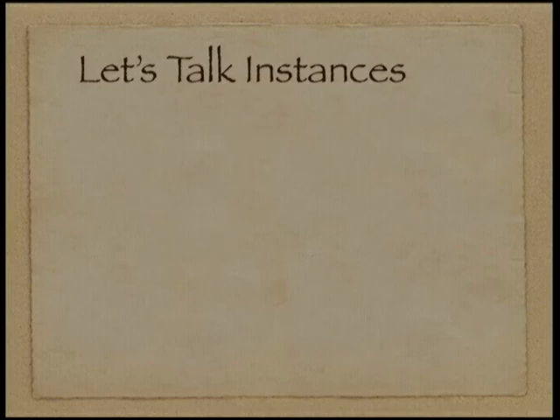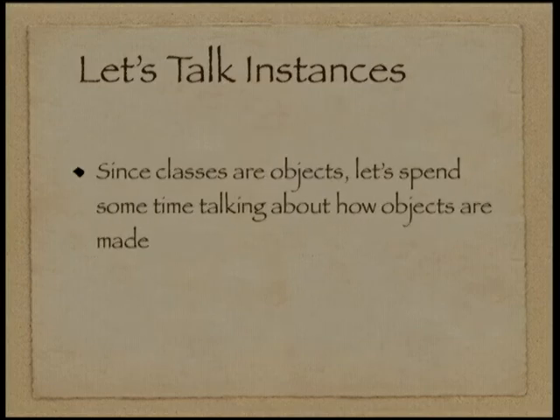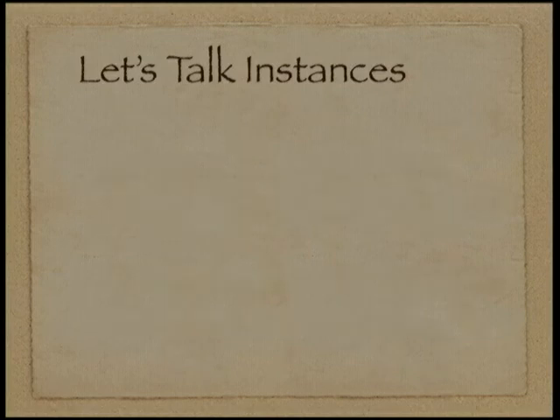Let's talk about instances real fast. Since classes are objects, I want to go over very quickly, and I'm a little bit behind, so I'm going to talk fast, how objects are made. This is the basis for how classes are made, which we're going to get to.